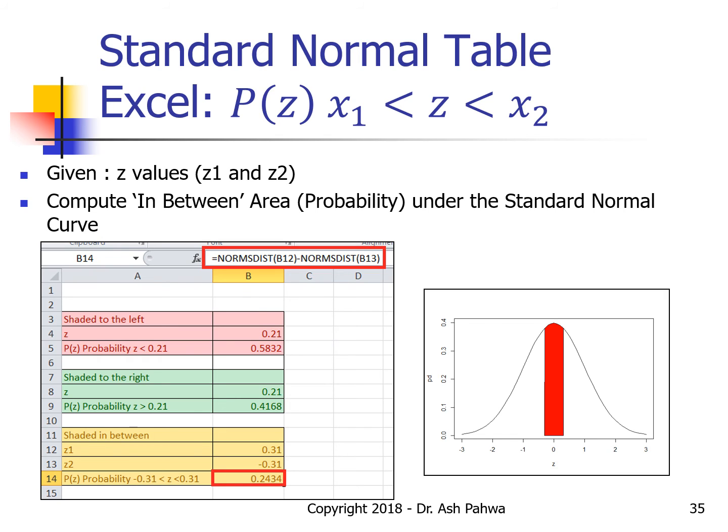So let us take a very specific example. If my Z1 value is plus 0.31 and my Z2 value is minus 0.31, what is the probability in between these two z values? I use this formula: NORM.S.DIST of B12, where B12 has the value of Z1, which is 0.31, minus NORM.S.DIST of B13, and B13 contains minus 0.31. So the area in between these two z values is 24.34%.